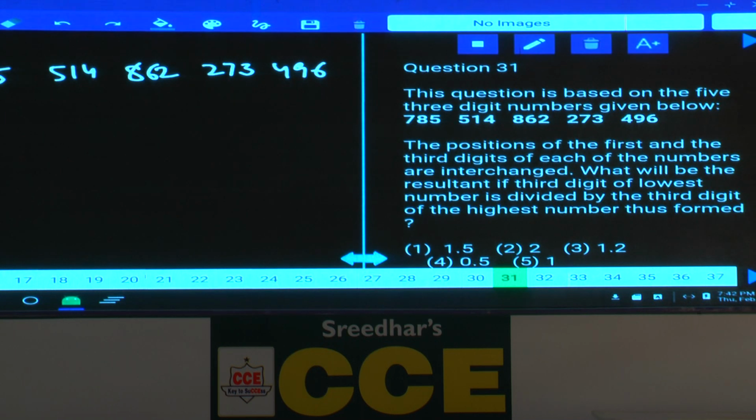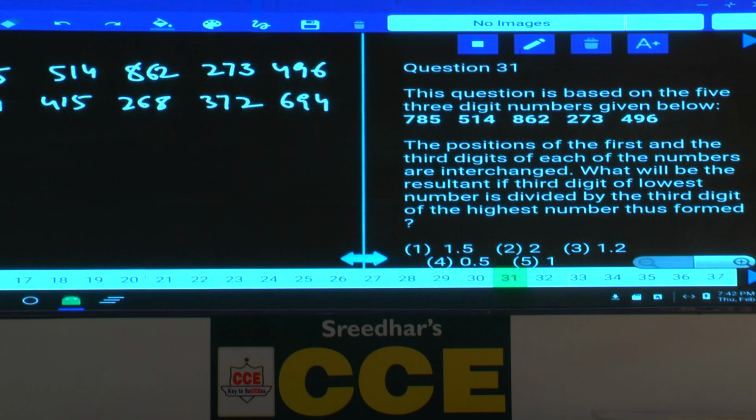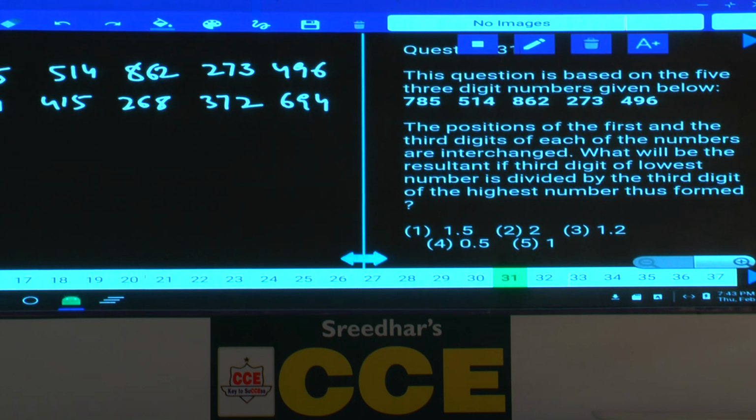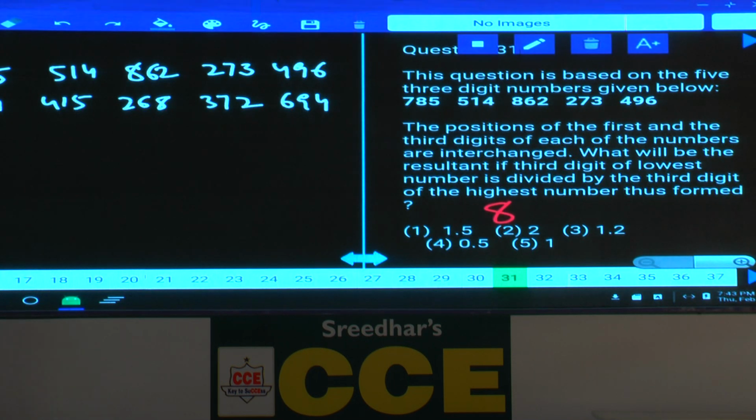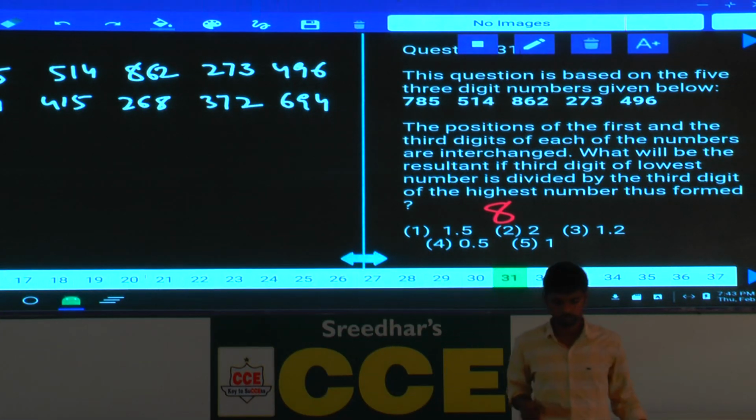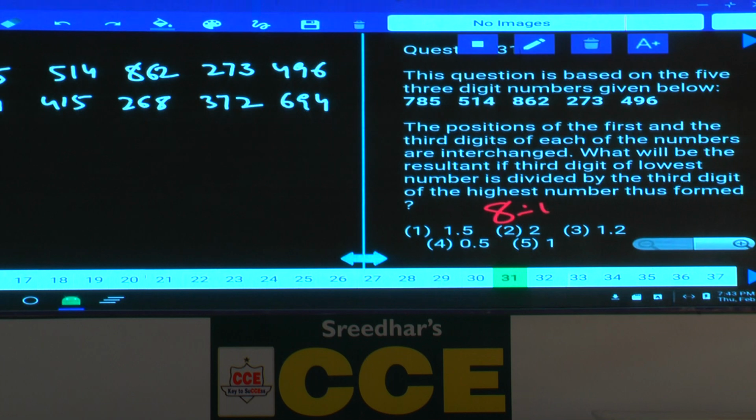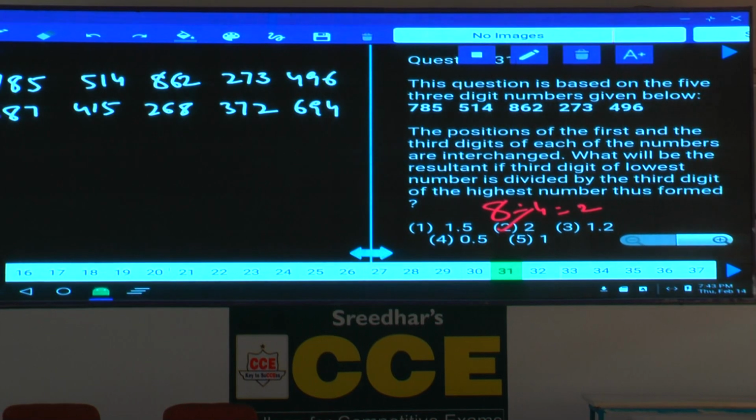Now, the first and the third digits are interchanged, means this 785 will be 587 and this will be 415, 268, 372 and 694. Now in this one, tell me which is the highest number here. The lowest number is 268, the third digit is 8. This 8, the third digit of the lowest number, is divided by the third digit of the highest number. The highest number is 694, now the third digit is 4. 8 divided by 4 is 2. 2 is the answer, choice 2.